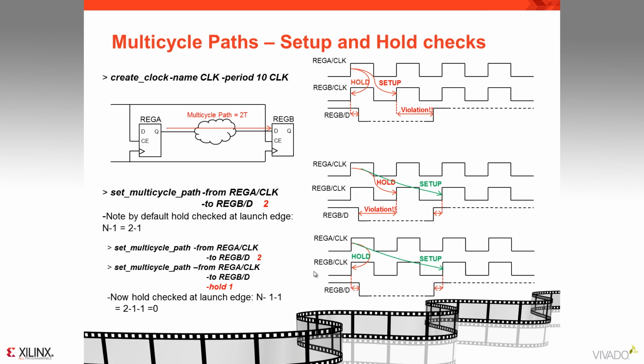So in addition to specifying the setup multi-cycle path of 2, the user would also need to specify a hold multi-cycle path of 1. With both a setup multi-cycle path of 2 and a hold multi-cycle path of 1, the timing is now passing.